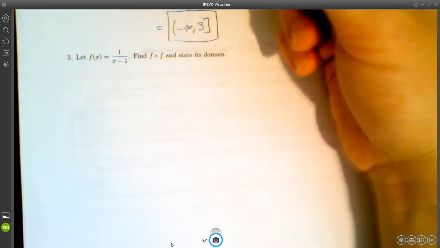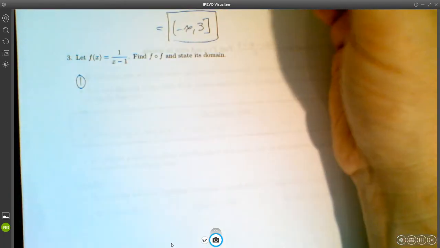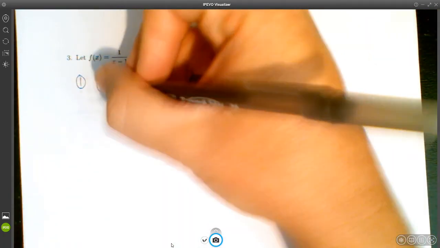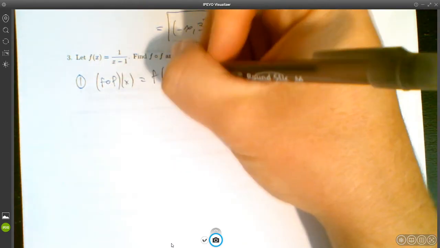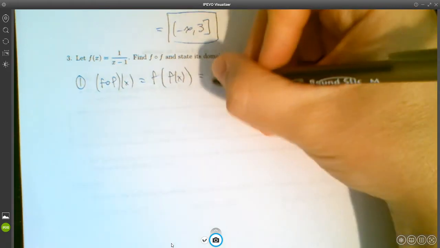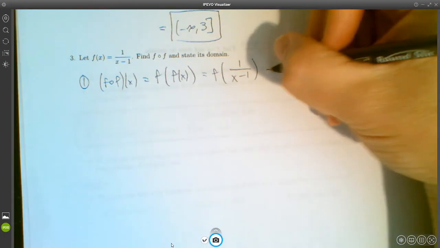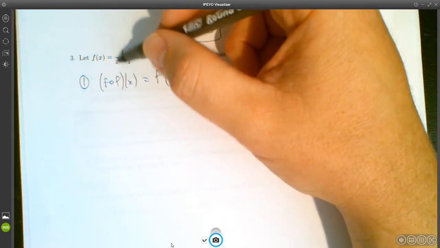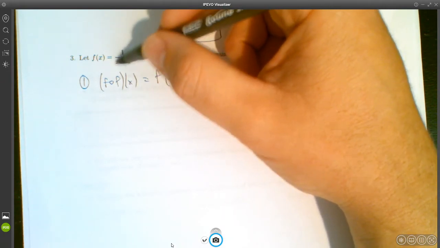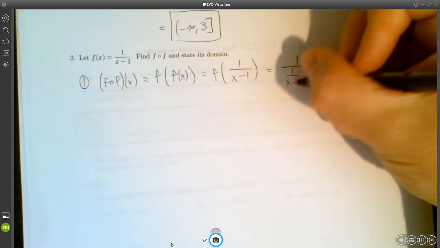So for this one, we just have f of x equals 1 over x minus 1. We want to find f of f and then state its domain. So let's do it. So f of f of x is going to be f of 1 over x minus 1. So I'm going to look at f, and everywhere I see an x, I'm going to replace it with 1 over x minus 1. So I'm going to get 1 over 1 over x minus 1 minus 1.